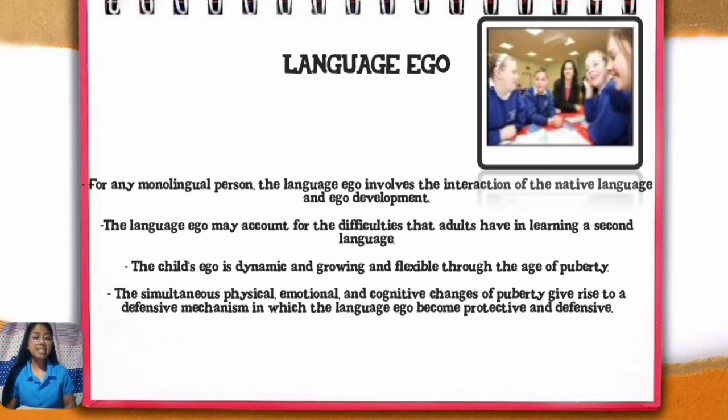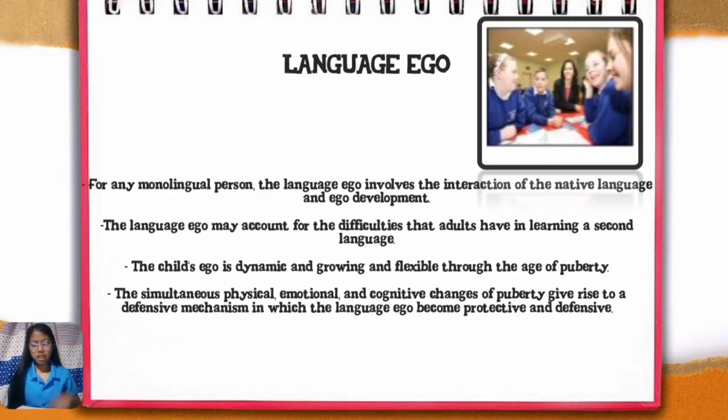which also refers to the identity that the learners develop when learning a second language, which includes the set of emotions he or she experiences in the process of learning, and it also includes a new way of thinking. The student's language ego can be an emotional interference for language learning that may cause frustration or confusion. The interaction of the native language and ego development is what ego implies for any monolingual person. The language ego may explain why adults struggle to learn a second language.